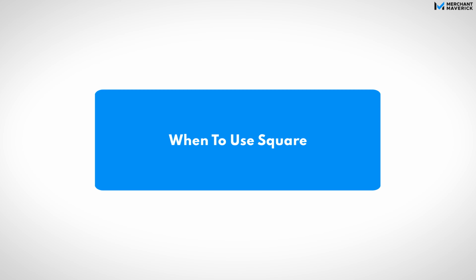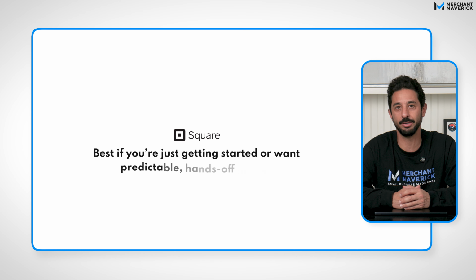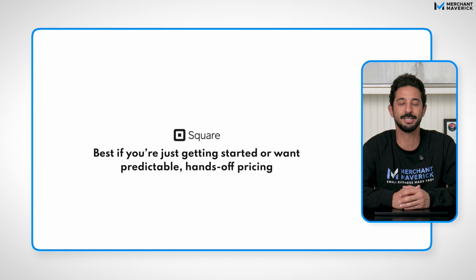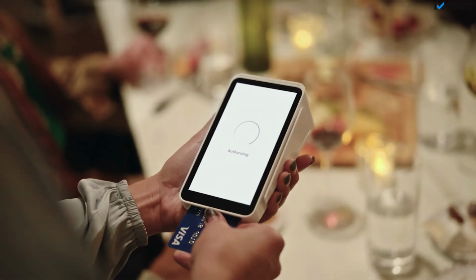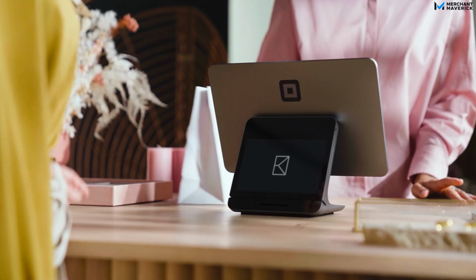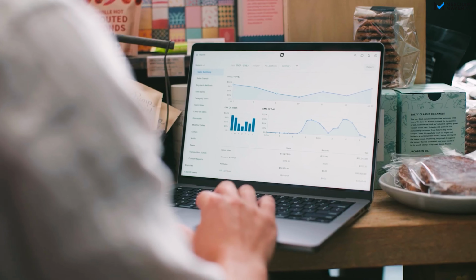Square, on the other hand, makes the most sense if you're just getting started or want predictable hands-off pricing. Flat rates and instant onboarding make it easy to start accepting payments instantly. Square is also a strong option for retail and food service businesses that want hardware, POS software, and operational tools all connected in one system. Like Stax, Square doesn't support most high-risk industries, though it does offer a program for CBD merchants.